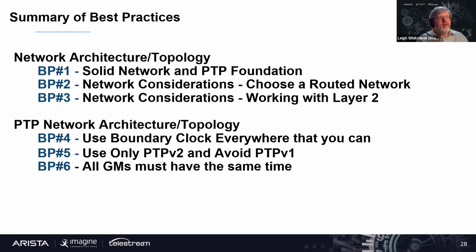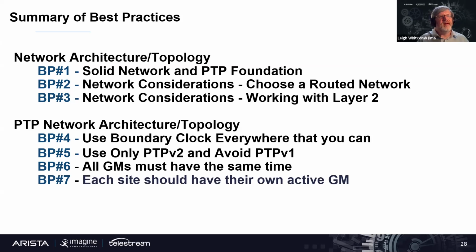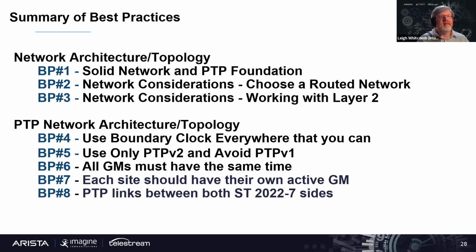It's critical that all the grandmasters have the same time, so if you do have a failover, there's going to be no time discontinuities in your network. If you do have a multi-site, you want to make sure that you have an active GM at each site. If you are using 2022-7 for your essence redundancy, it's critical that you have the connections between those two sides so that the network will always converge to the same time.